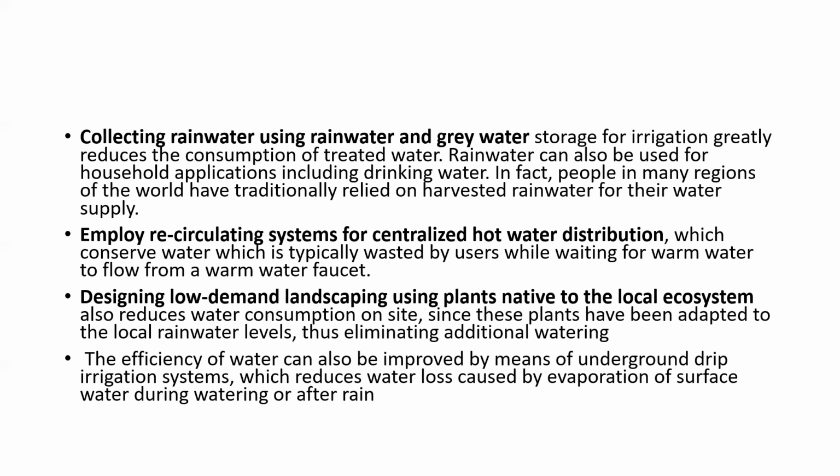The efficiency of water can also be improved by means of underground drip irrigation systems, which reduce water loss caused by evaporation of surface water during watering and after rain.